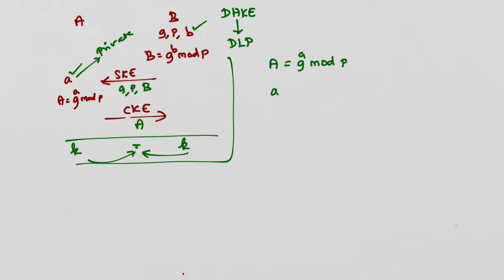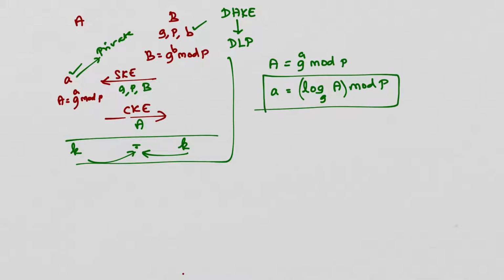So here, we know that the public key A is G power A mod P. That means if you want to calculate the private key A, you take the log on both sides: log of A to the base G mod P. So this is how you will mathematically calculate the value of A given G, P and the public key. But if you take P long enough, for example, a 2048 bit prime number, calculating this is nearly impossible. It's going to take thousands and thousands of years.